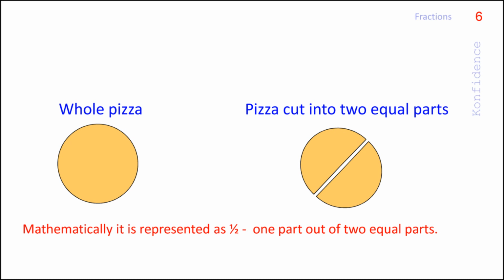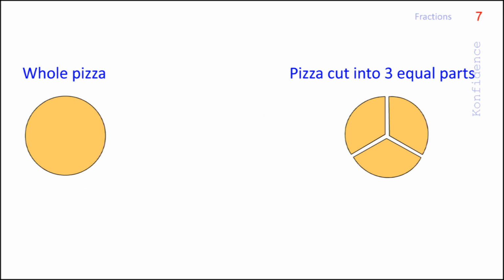Mathematically, it is indicated by 1 by 2, meaning one part out of two equal parts. If there were two of your friends to share the pizza with, then you would have divided the pizza into three equal parts and each one would take one part out of three. That part is indicated mathematically as 1 by 3.